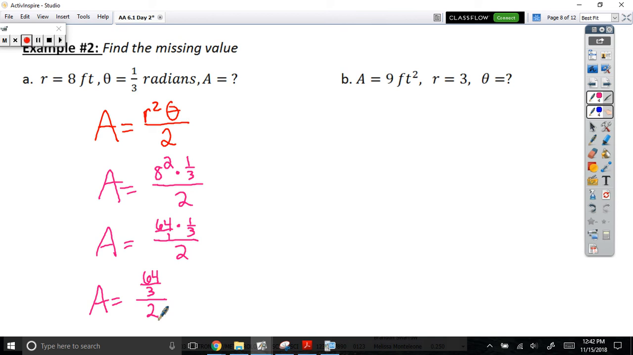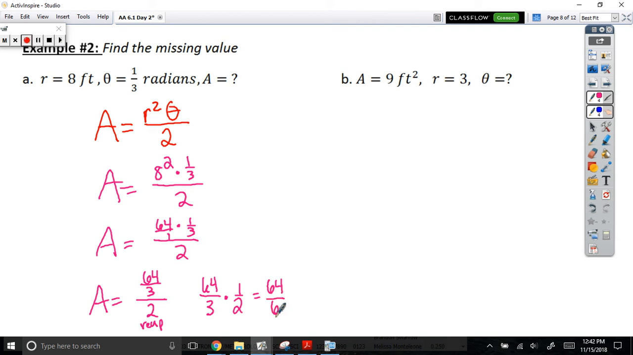Remember, dividing by 2 is the same thing as multiplying by 1/2. So you can change division to multiplication of the reciprocal, which would be 64 thirds times the reciprocal of the denominator, which would be 2 over 1. Now it becomes 1 over 2.